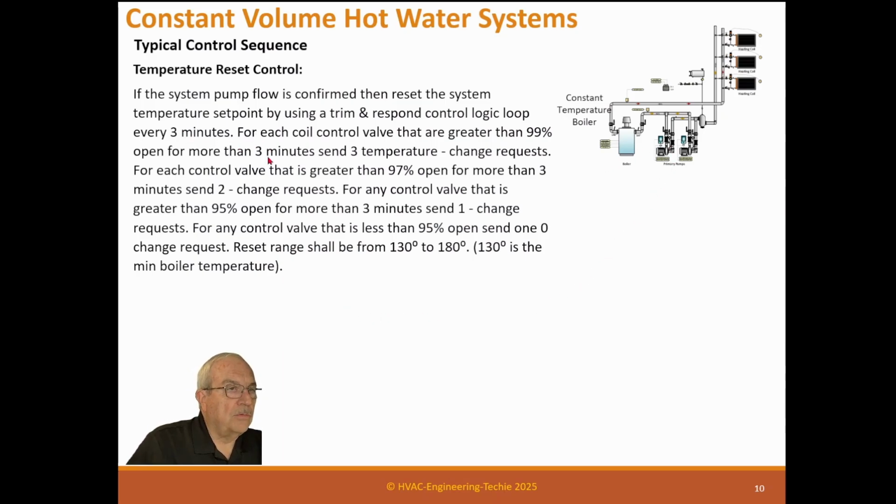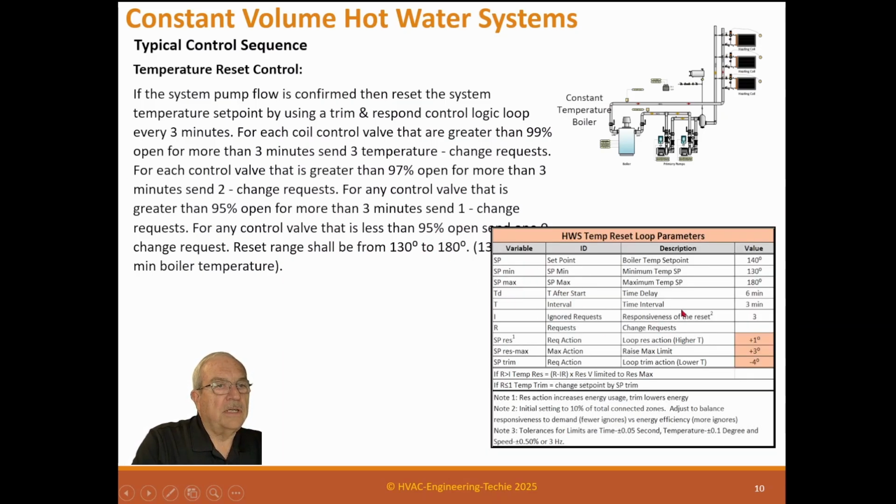Okay, so this is the temperature reset control for the hot water system. If the system pump flow is confirmed, then reset the system temperature set point by using a trim and respond control logic loop every 3 minutes. For each coil control valve that is greater than 99% open for more than 3 minutes, send 3 temperature change requests. For each control valve that is greater than 97% open for more than 3 minutes, send 2 change requests. For any control valve that is greater than 95% open for more than 3 minutes, send 1 change request. For any control valve that is less than 95%, send 0 change requests. Reset change shall be from 130 to 180. Remember that 130 is the minimum temperature of the boiler.